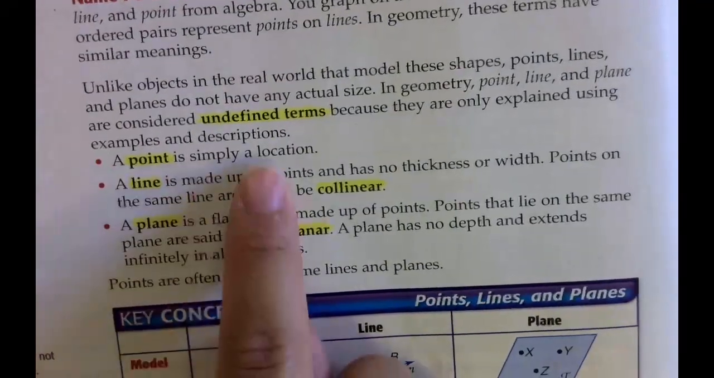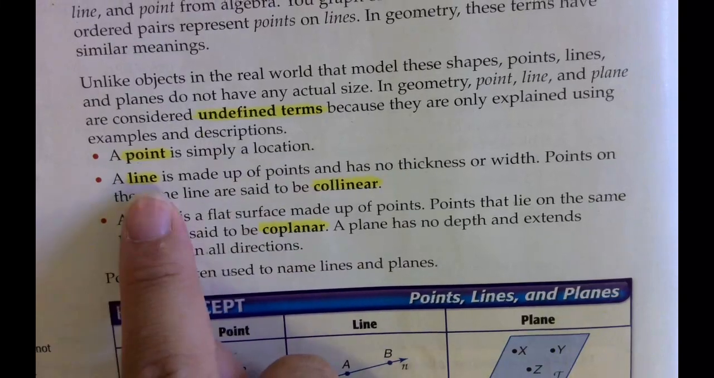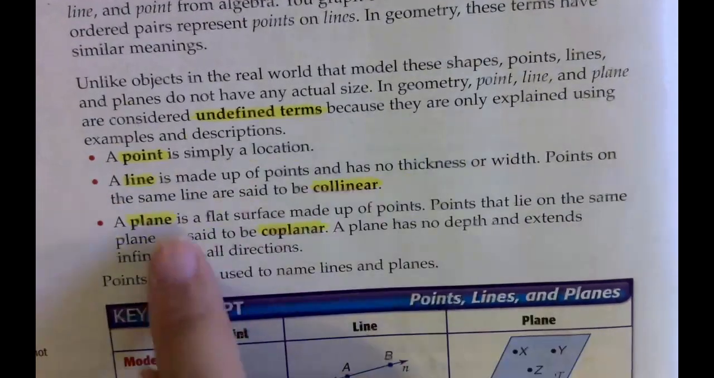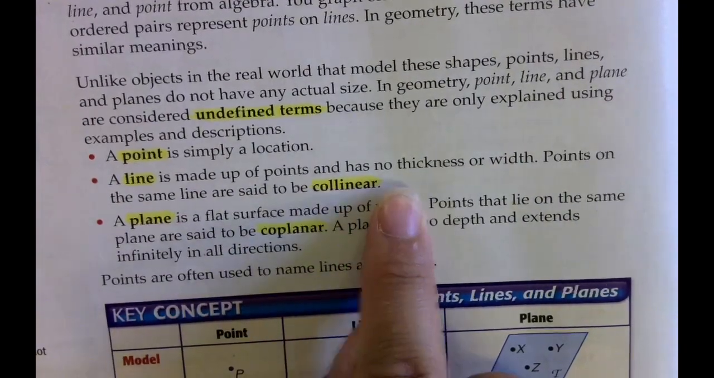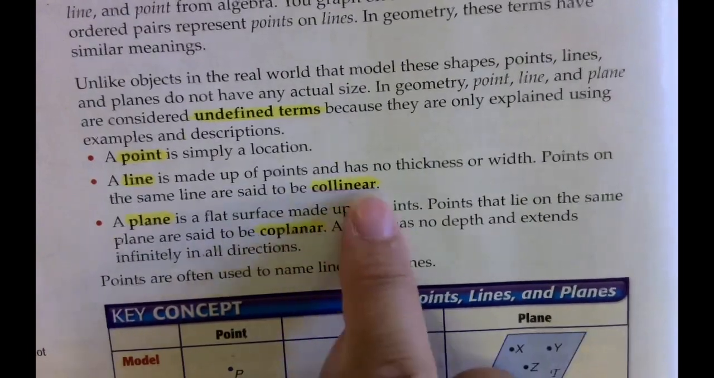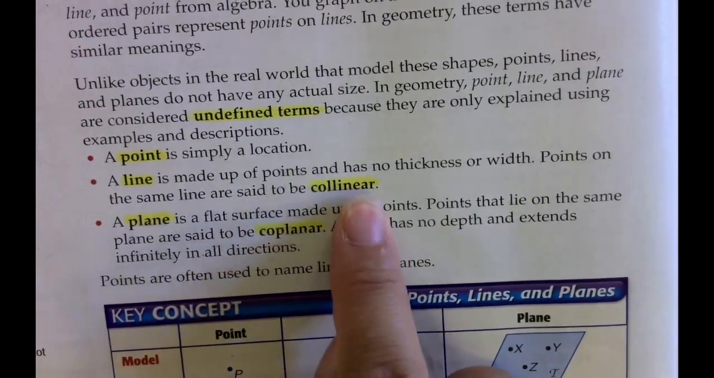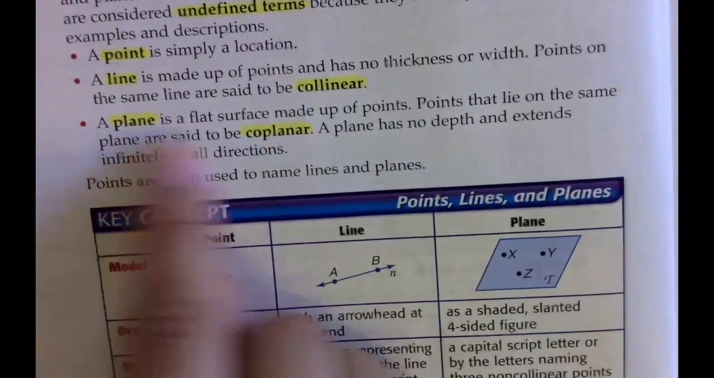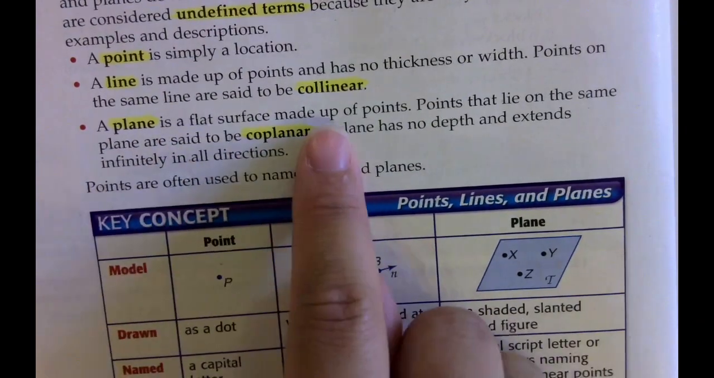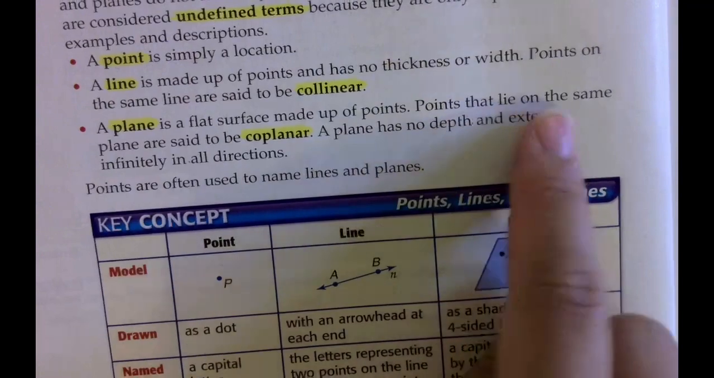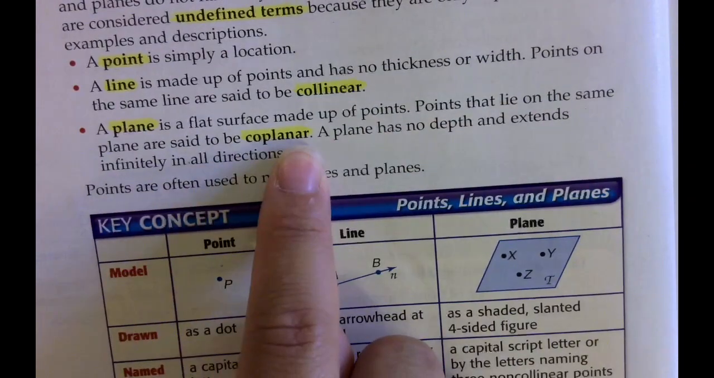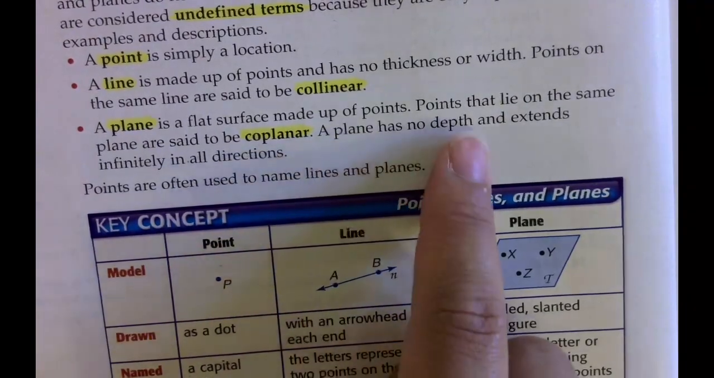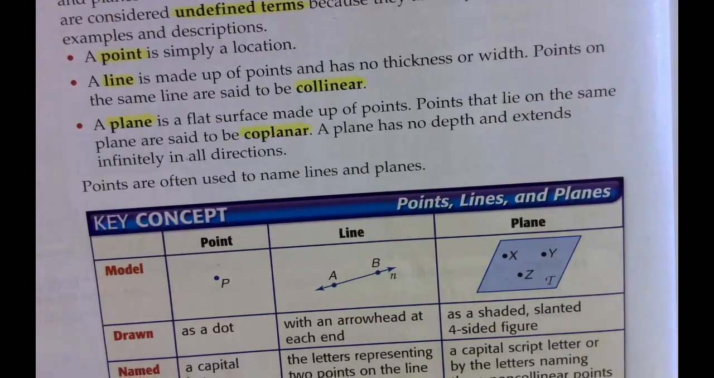A point is simply a location. A line is made up of these points. It has no thickness or width. Whenever we have points that are on the same line, we call them collinear, kind of like linear, or with each other on the line. A plane, not like an airplane, but a geometry plane, is a flat surface made up of points. When points are on the same plane, they are known as coplanar, or with each other on the plane. It has no depth and it extends infinitely in all directions.